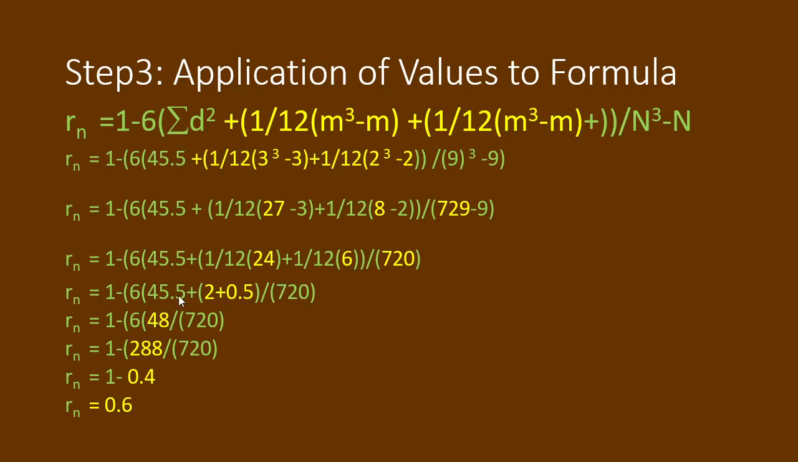And here 45.5 plus 2 plus 0.5. So it is 48. And here 6 into 48 is 288. So 288 divided by 720 is 0.4. So 1 minus 0.4 is 0.6. So hope you understood the calculation of rank correlation after getting summation d square. So here you should remember these terms.